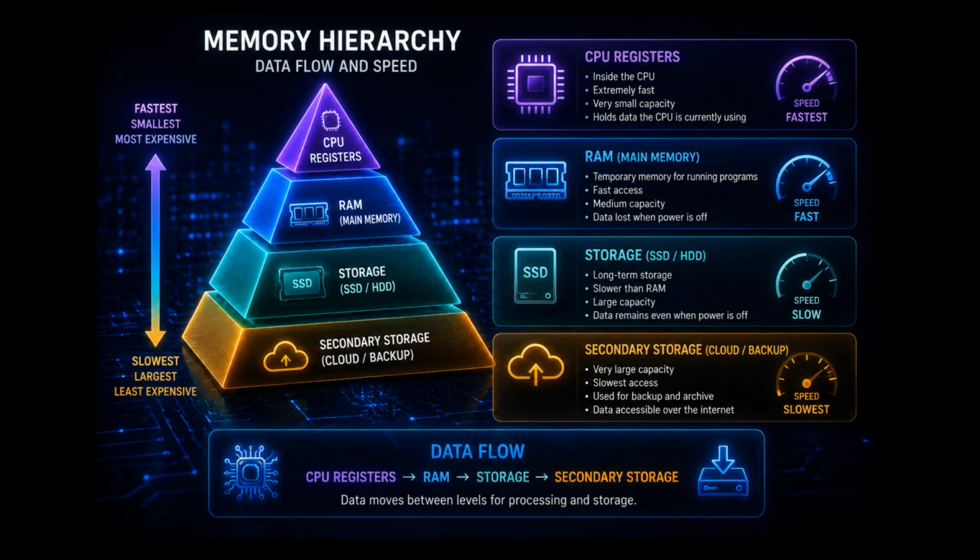The closer data is to the CPU, the faster it can be accessed. CPU registers are the fastest, but also the smallest. Next comes RAM. Then, secondary storage, which is much larger, but slower. In computers, faster storage usually means smaller capacity.